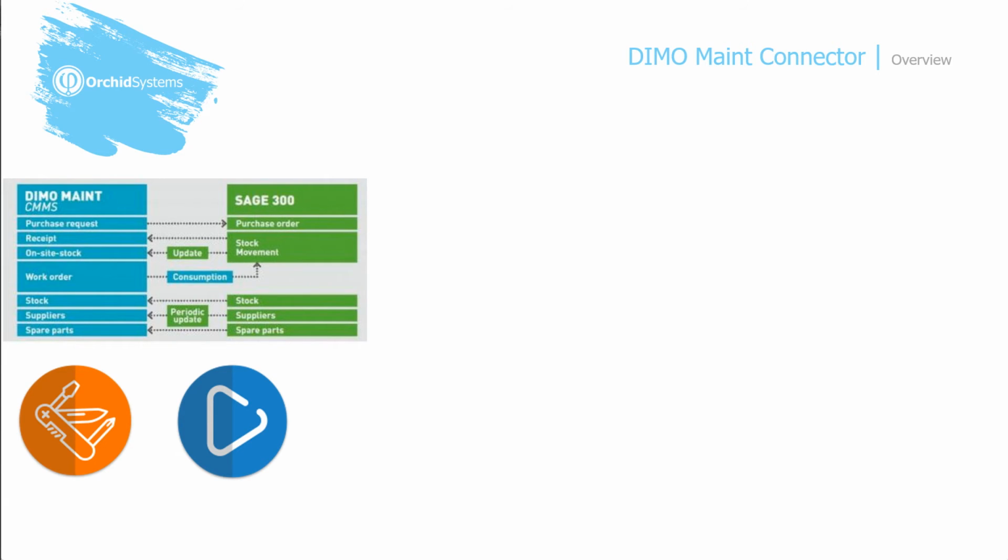When works orders are entered in DemoMain, that's a consumption of stock, a stock movement, and in Sage 300 it is an IC internal usage transaction if the stock is used, or when stock is returned, it's an IC adjustment.